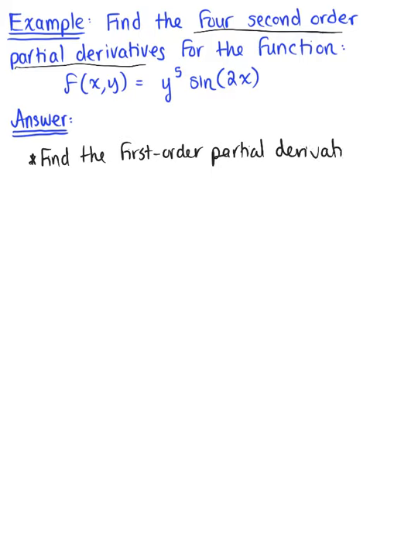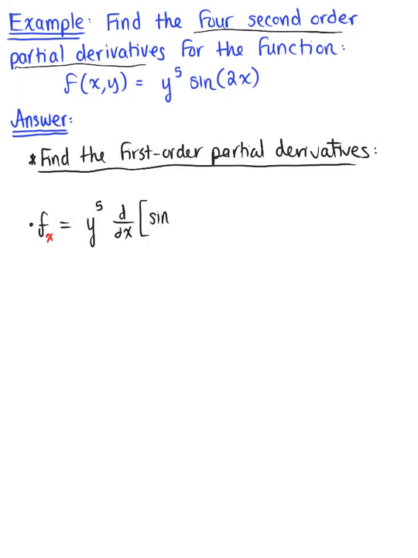And because our function has 2 independent variables, we know that there are 2 first-order partial derivatives. So the first thing is to find the partial derivative of this function with respect to x. So let's keep in mind that we are differentiating with respect to x here. So we are treating y like a constant. So if it helps, we can even think, well, y is a constant. So we have this scalar multiple, y to the 5th, multiplied by the derivative with respect to x of sine of 2x.